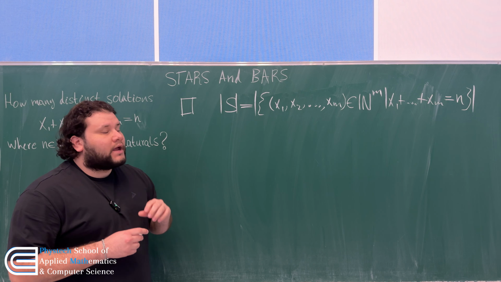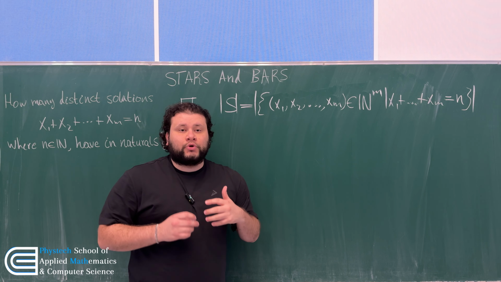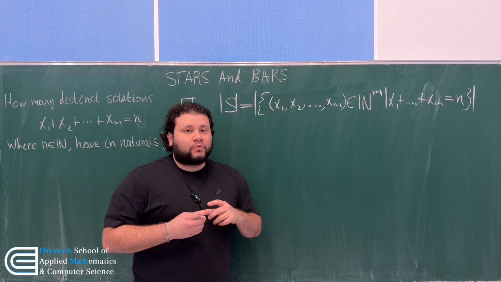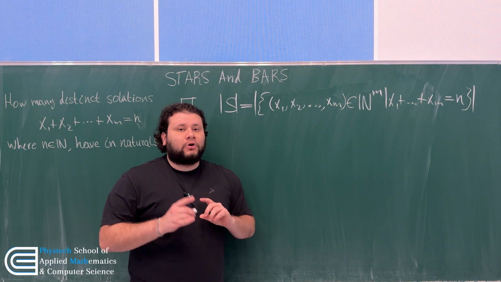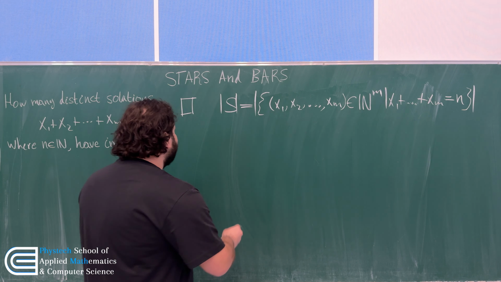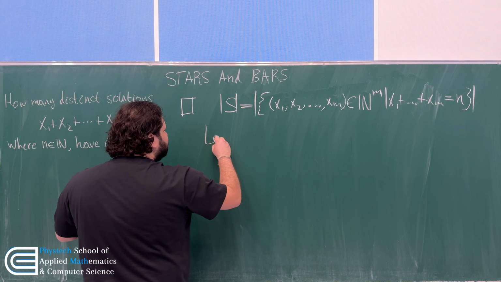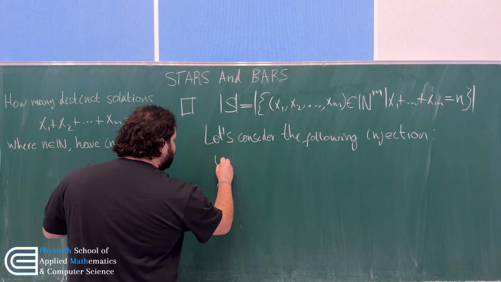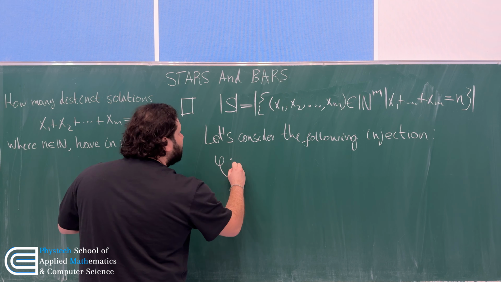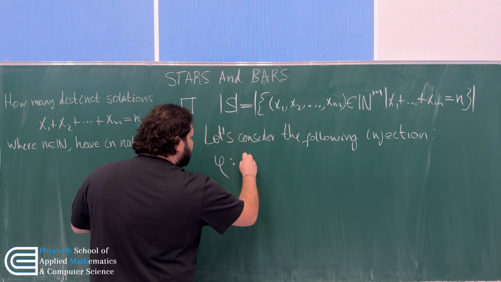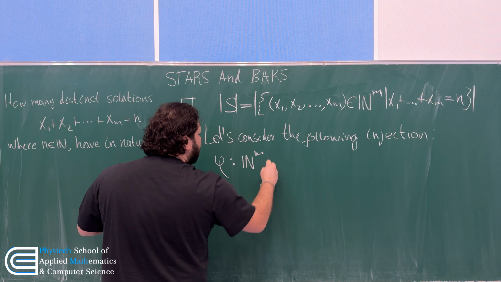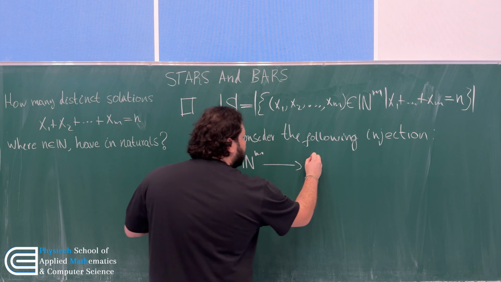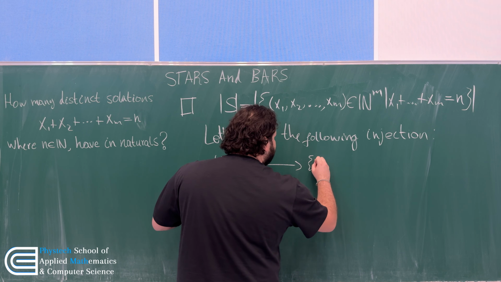Now, as I promised, we want to use binary words in order to solve this exercise. To do that, we are going to consider the following injection. So let's consider the following injection, the injection phi from naturals to the power of m to these binary words.